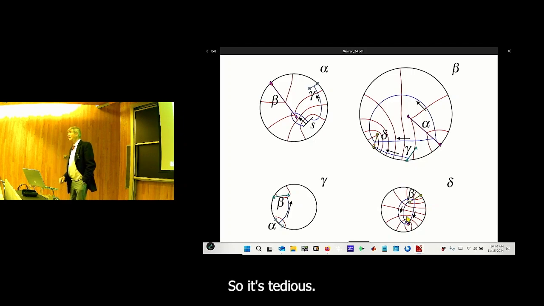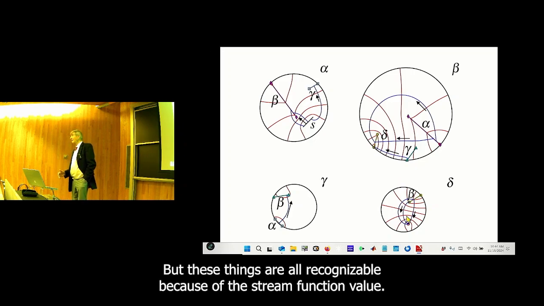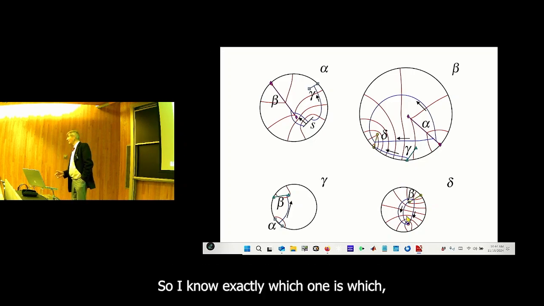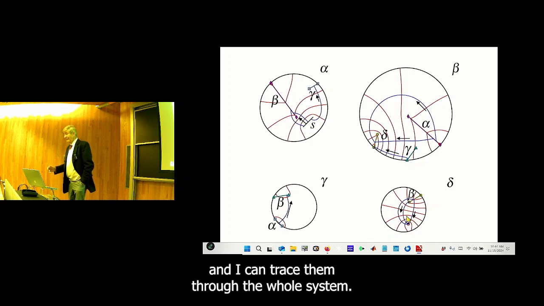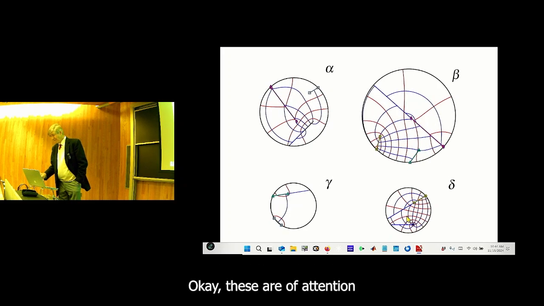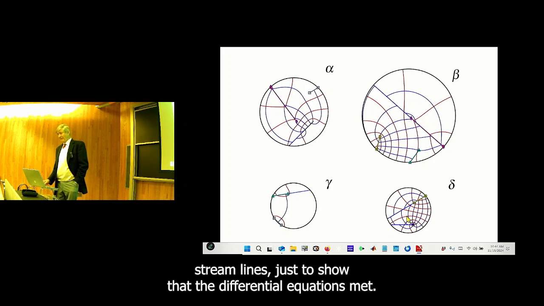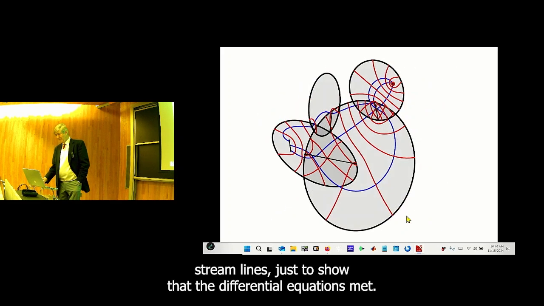So it's tedious, but these things are all recognizable because of the stream function value, so I know exactly which one is which, and I can trace them through the whole system. Okay, these are equipotentials and streamlines just to show that the differential equation is met.